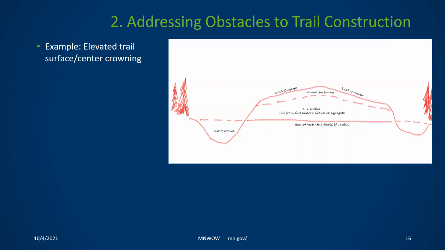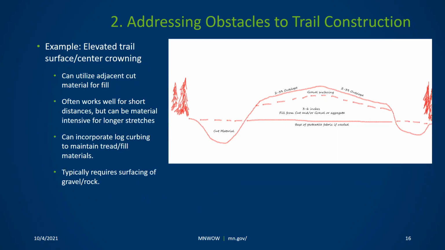And just a quick sketch, this would be an exaggerated example of center crowning, where we cut material off the sides of the trail, built up that trail elevation, the trail base, and then use gravel surfacing typically and try to outslope at 2 to 3%, creating a center crown, a peak in that trailway.